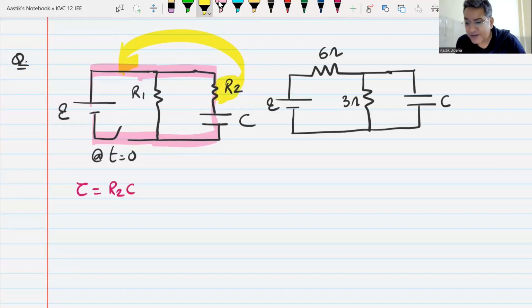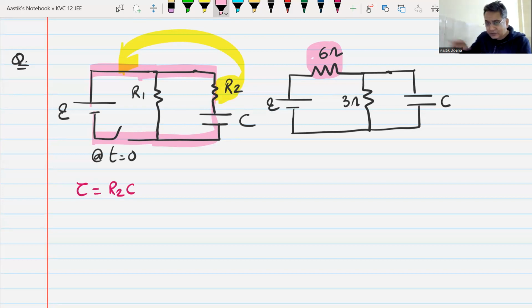Now, if I ask you the time constant of this circuit, see, there is a resistance that has come here. Do we understand this? Yes, sir. There is a resistance that has come here. Because of this resistance, you cannot simply treat the left hand side figure and the right hand side figure as the same. Yes or no?